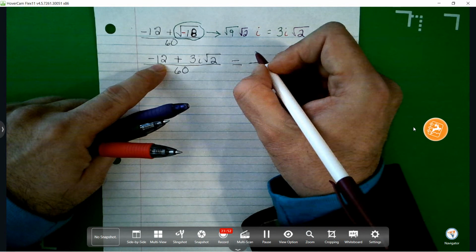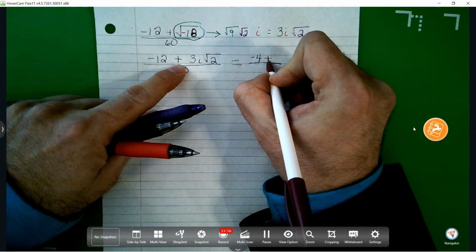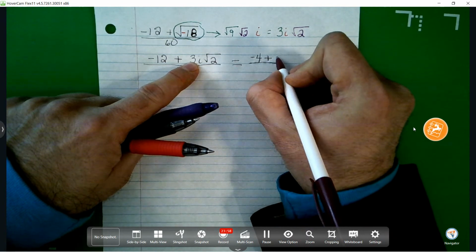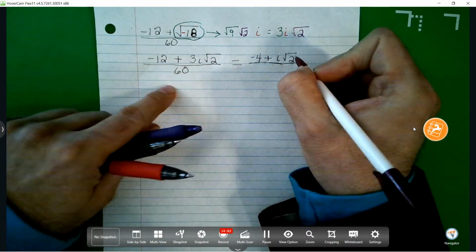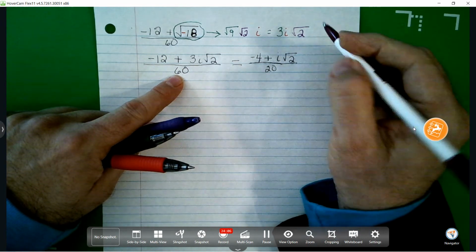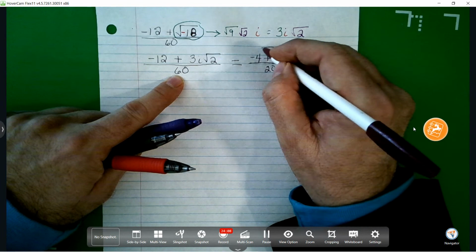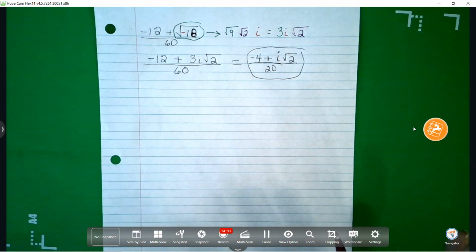Negative 12 divided by 3 is negative 4. This is that plus. 3 over 3 would just be 1, so i square root of 2. 60 over 3 is 20. That's one way you could write your answer.